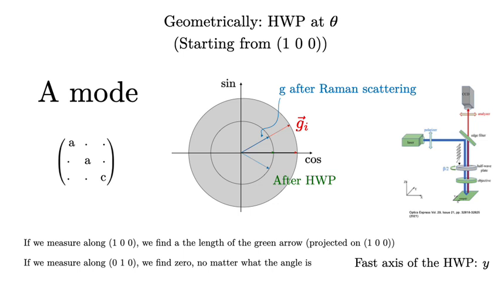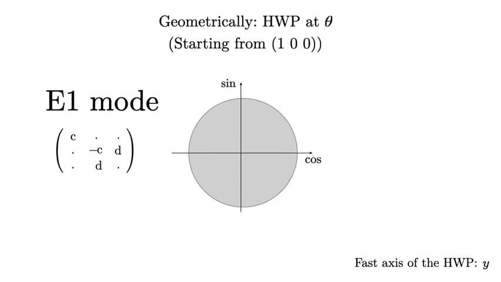Now it's a bit more interesting to look at the E mode. So we're going to look at both modes separately. We're going to start with the E1 mode, and we start from, again, 1, 0, 0. We have a rotation of theta through the halfway plate.